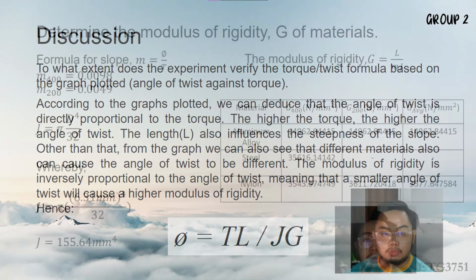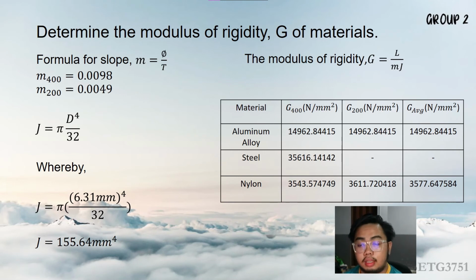Okay. So now let us determine the modulus of rigidity G of our materials today. To recap, we had three materials that we tested, which were aluminum alloy, steel, and nylon. All of these had different values that we calculated. To start off, we calculate the slope, which is angle of twist over T. Let's take aluminum alloy as an example. For M400, 400 meaning 400 millimeters, it has an M of 0.098. For the 200 millimeters, it has 0.049 for the M.